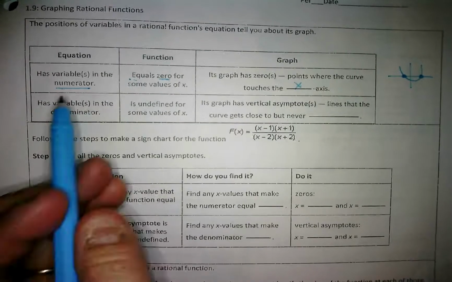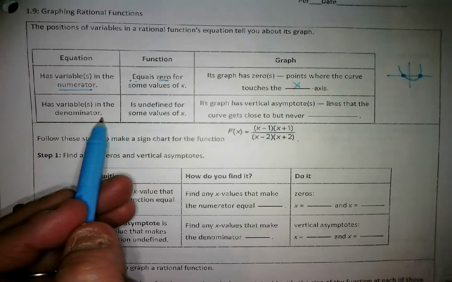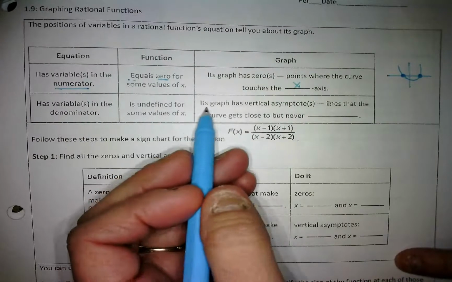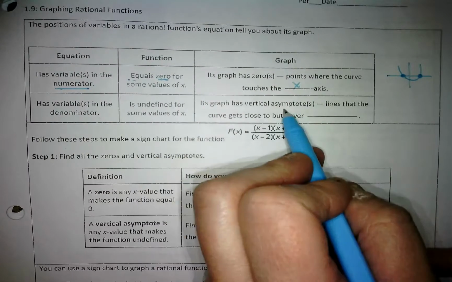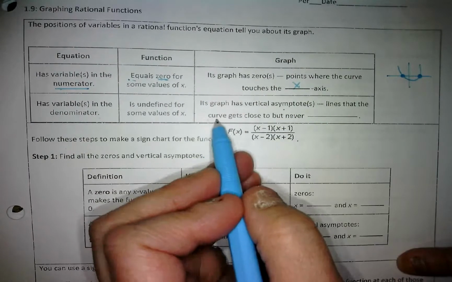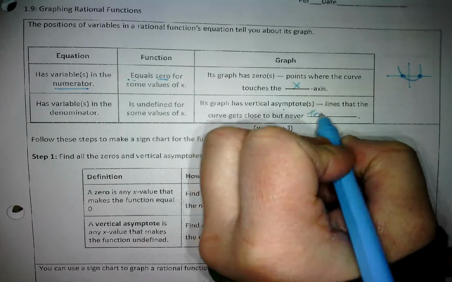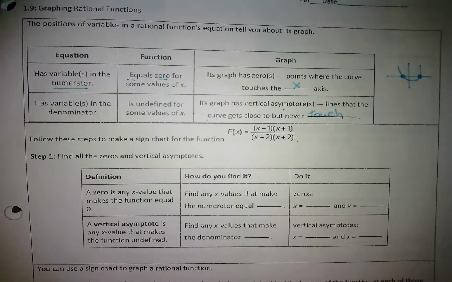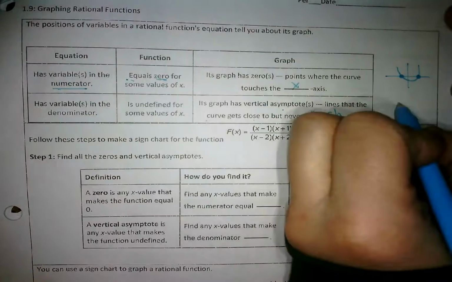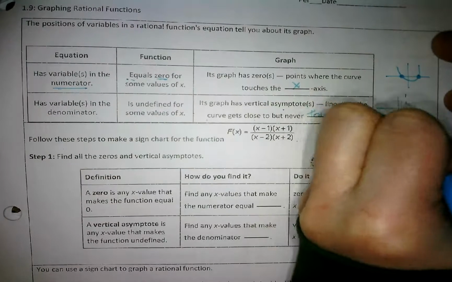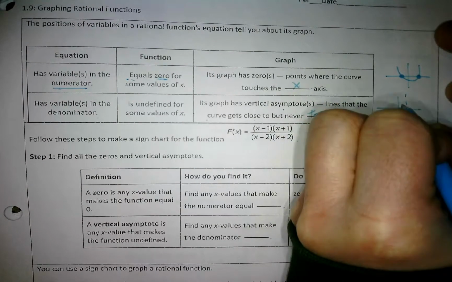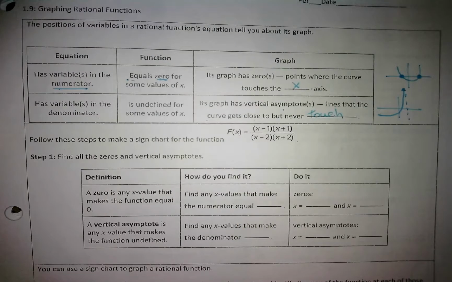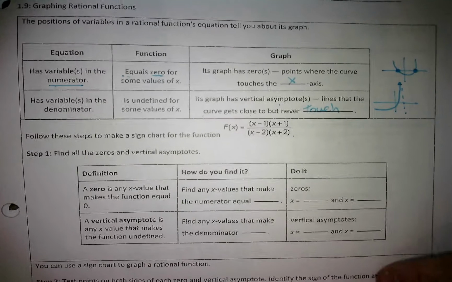If it has variables in the denominator, it's undefined for some values of x, and it means there are vertical asymptotes, lines that the curve gets close to but never touches. These curves are never ever going to touch those vertical asymptotes. If I have a graph and a vertical asymptote there, the graph will get closer and closer, but it's never actually going to touch that line. So let's follow these steps.